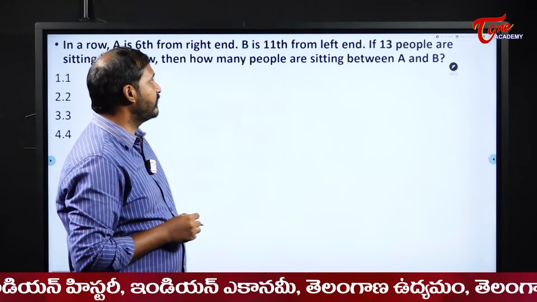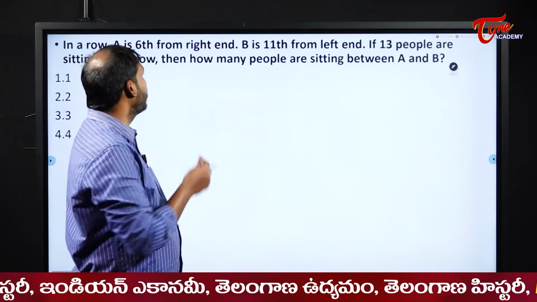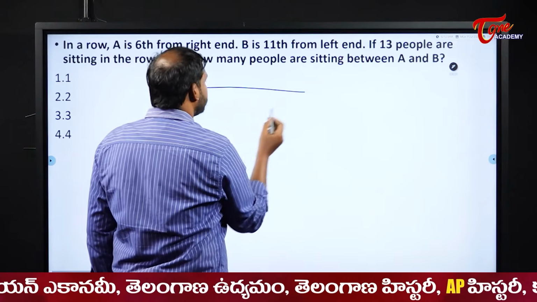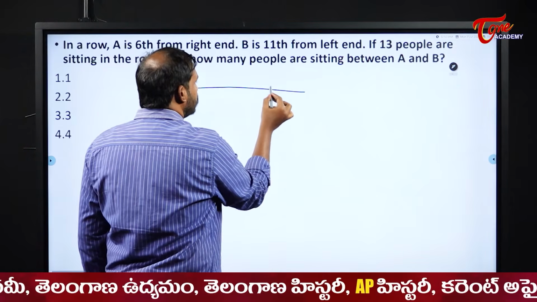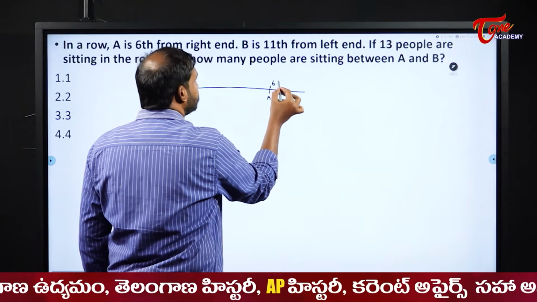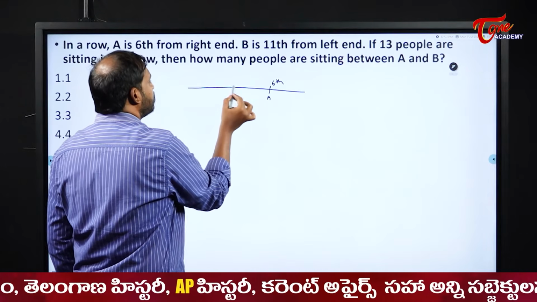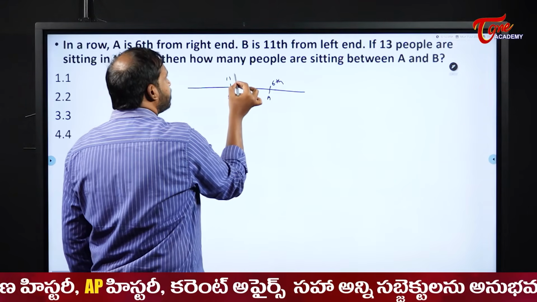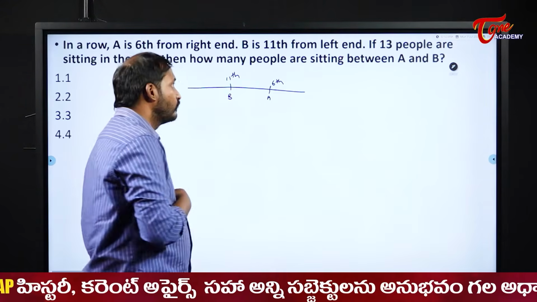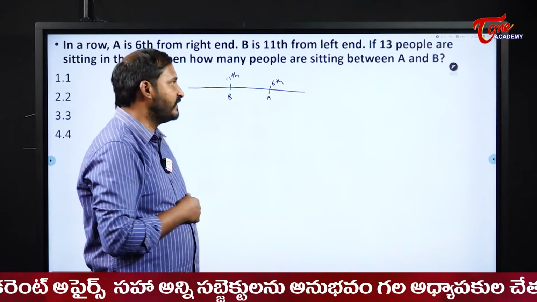B is 11th from the left hand. Okay. A is 6th from right hand. Okay. Assume A is 6th from right hand. B is 11th from left hand. Okay. If 13 people are sitting in the row, then how many people are sitting between A and B?